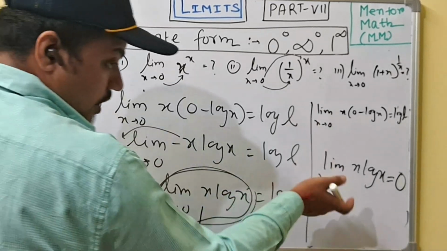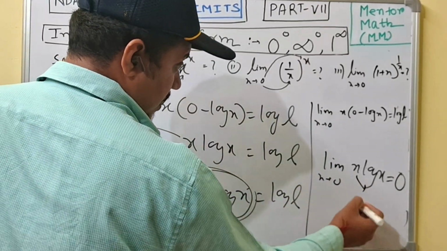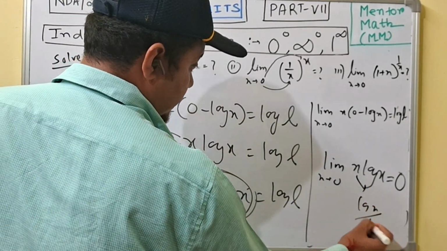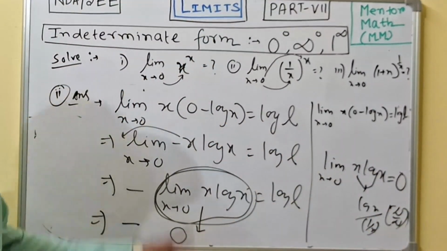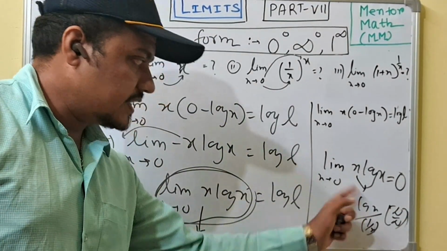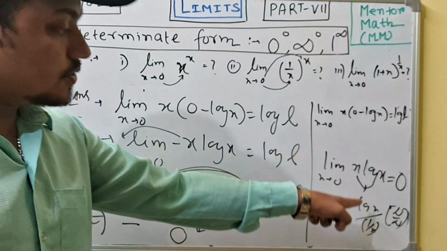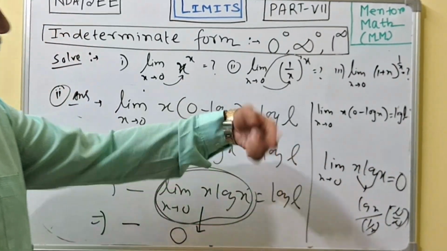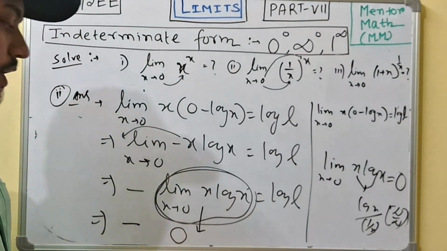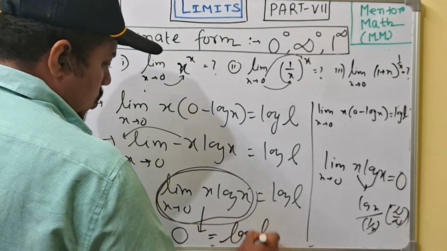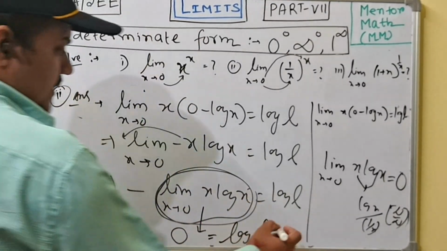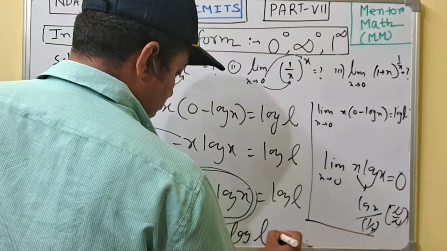Okay, how we already discussed, x log x is represented as log x by 1 by x, then infinity by infinity form. I just discussed it previously, you can check, that is log x by 1 by x, infinity by infinity form. Again the L'Hospital or L'Hopital rule you can use. After using it, we got the value 0. Okay, so minus 0, obviously that is 0. So 0 is equal to log L, and you know how we can represent that case.